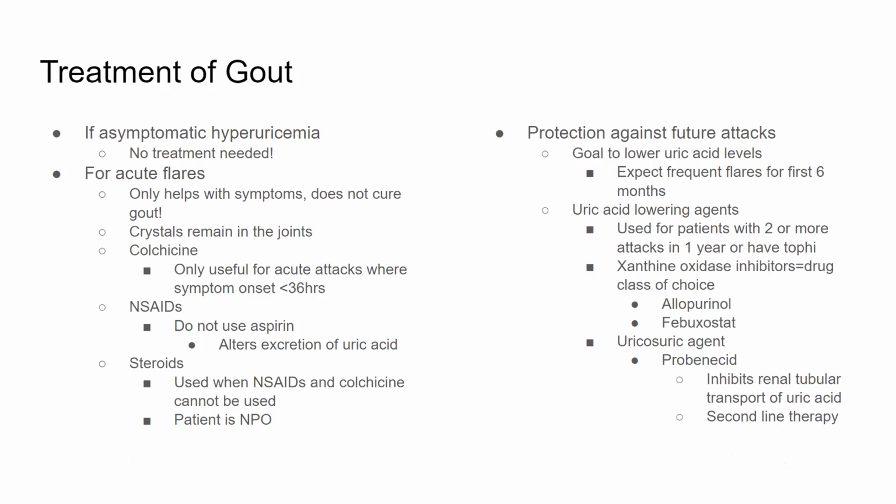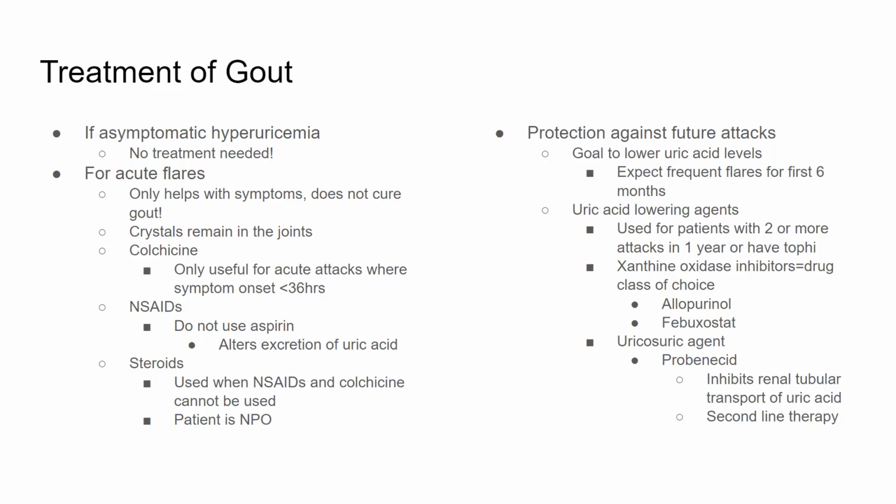You can use NSAIDs, you can use steroids, and you can use colchicine. And NSAIDs will help with the pain, so it'll help decrease inflammation, but it does not stop the progression of the gout. And then they also say that you shouldn't use aspirin, which is also pretty important because the reason why you can't use aspirin is because it interferes with the renal excretion of uric acid, and it actually decreases excretion of uric acid, so it'll make your gout worse if you take aspirin.